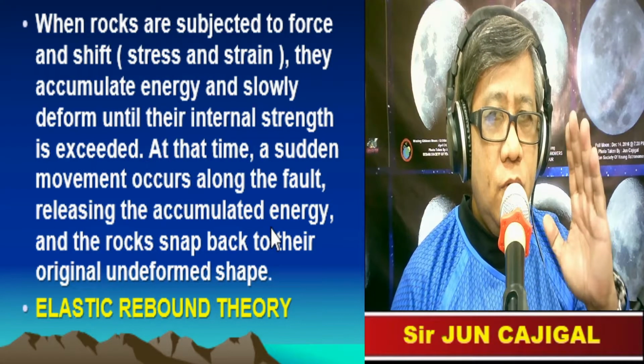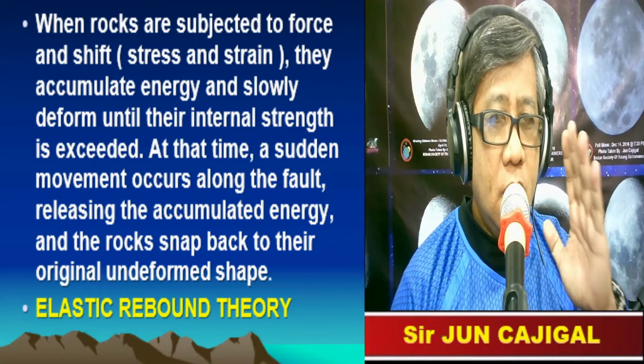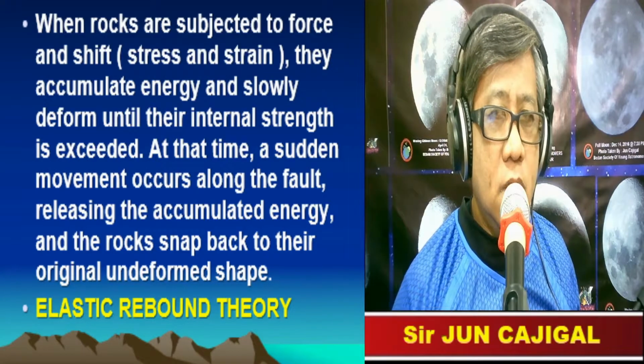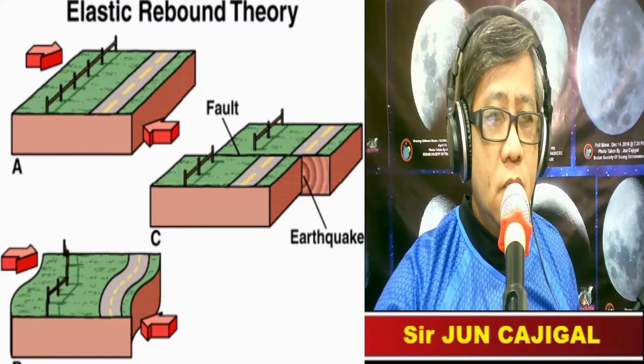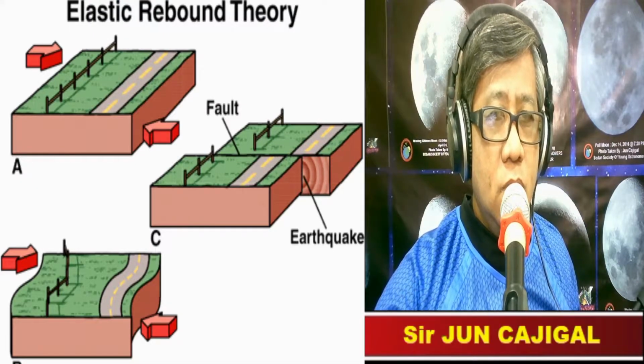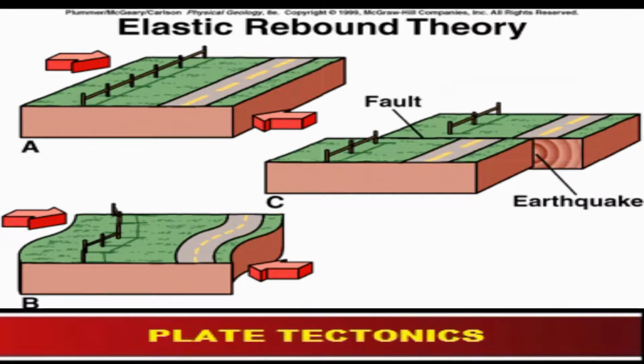Now, to further explain what the elastic rebound theory really means, let's take a look at this illustration. So, everybody, kindly take a look at letter A. So, the rocks under letter A, they are subjected to stress. Again, stress is force per unit area. And when that stress continues, the rocks, they get strained.